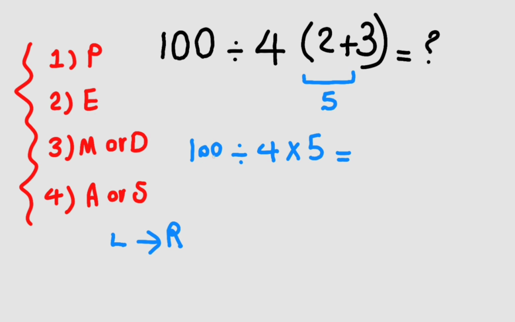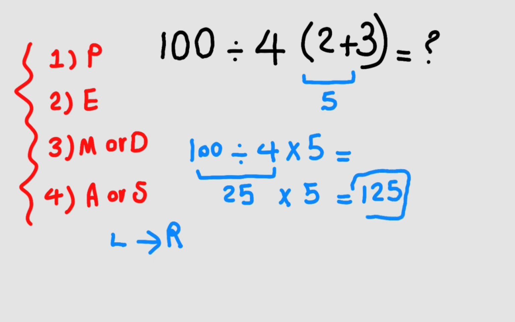Now, 100 divided by 4 gives us 25, and 25 times 5 gives us 125. The final answer is 125.